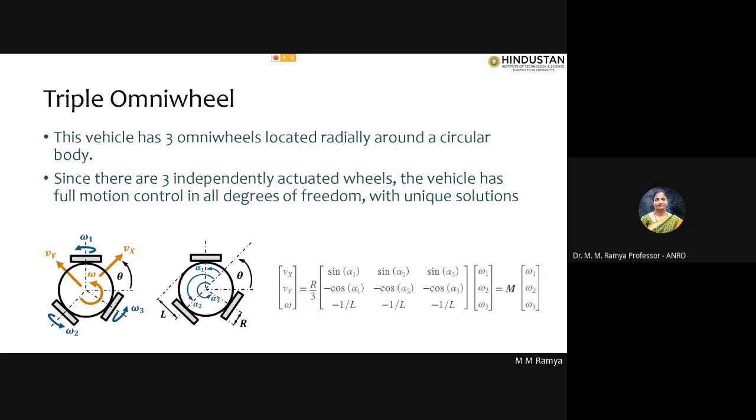Now we are trying to represent it for a triple omni wheel robot, where you are trying to take three different angles, alpha 1, alpha 2, and alpha 3. What is alpha 1, alpha 2, alpha 3? This actually determines the turn each wheel takes. All right. So if you consider all three wheels inside the kinematics, this will become your homogeneous matrix from which you will be able to predict the individual velocities.